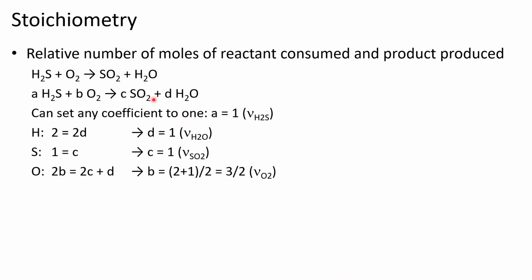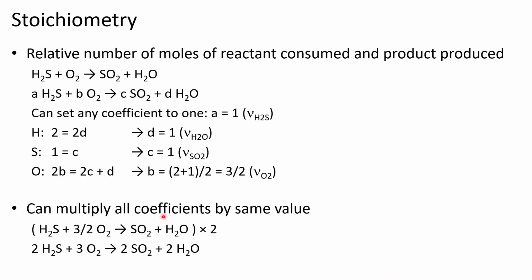We have 2 atoms present in each molecule of sulfur dioxide, so multiply 2 times C to get the amount of oxygen that appears in that particular product. And we're going to add to it the amount of oxygen that's in the water, which is the coefficient of oxygen, which is 1 in water, times D. Since we know C and D, we can calculate B, and we find that B is 3 over 2, 1.5. That's the stoichiometric coefficient for oxygen.